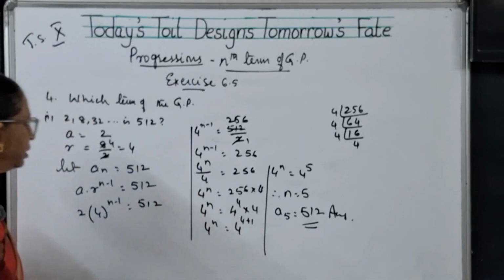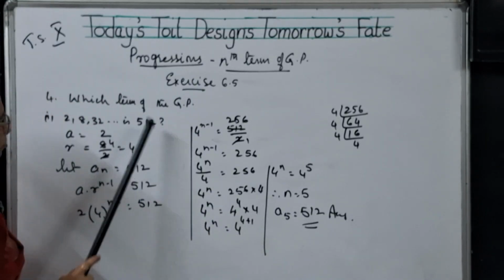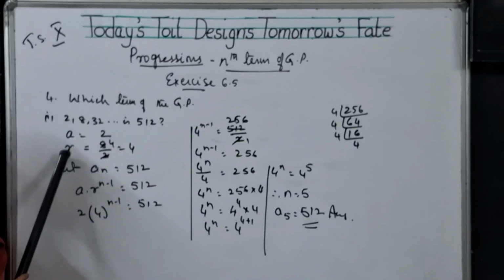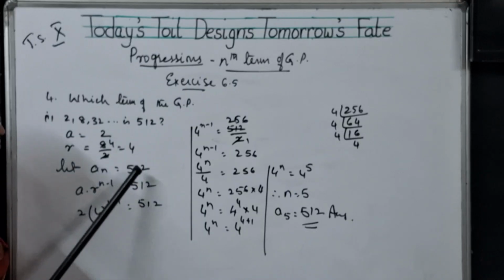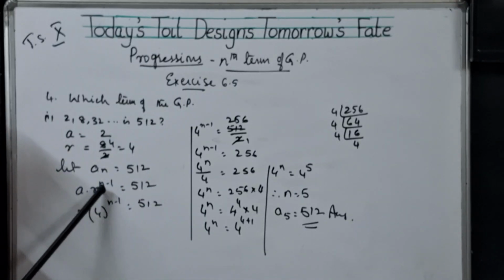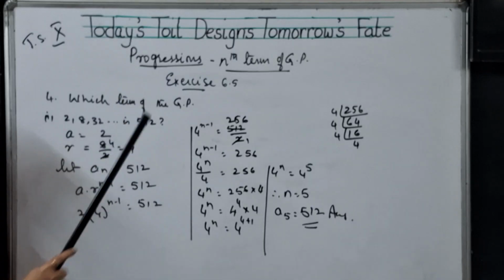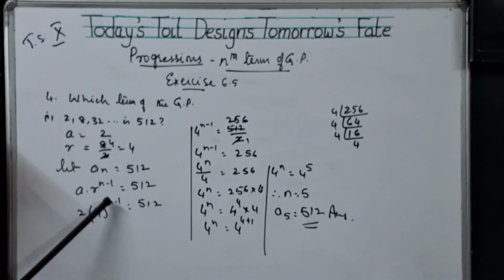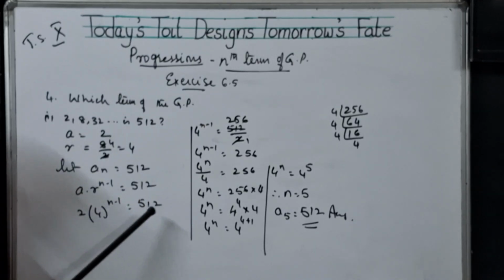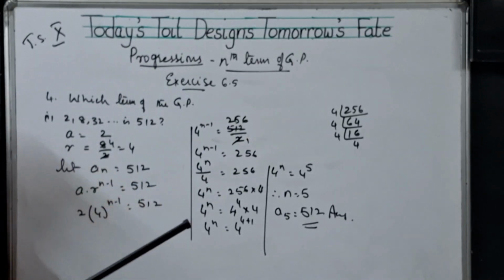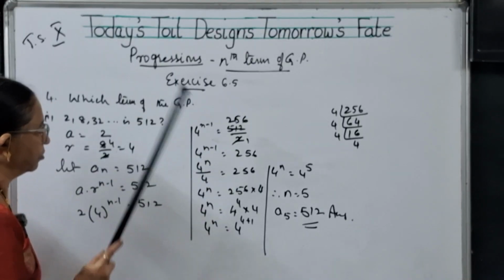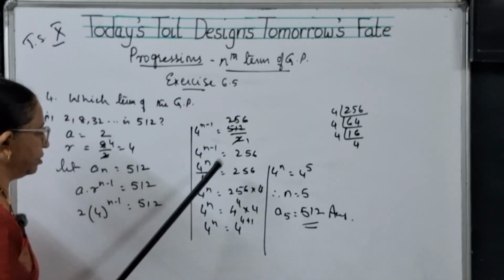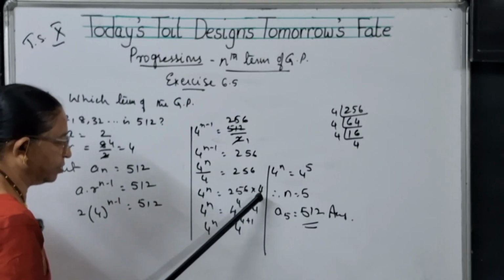Let me explain once again. They are asking which term of this GP is 512. A is 2, R is A2 by A1, 8 by 2, that is 4. So let us consider AN is 512. AN is A into R to the power of n minus 1, that is 2 into 4 to the power of n minus 1 is 512. So I sent this 2 here and divided, and I got 256. 4 to the power of n minus 1 can be written as 4 to the power of n by 4 because of minus 1. So 4 to the power of n is 256 into 4.